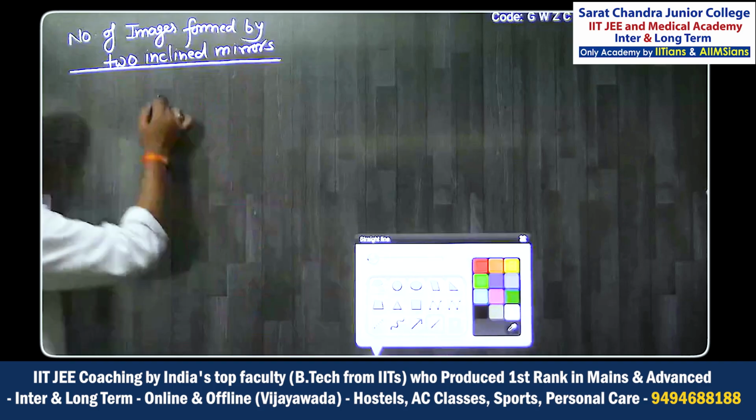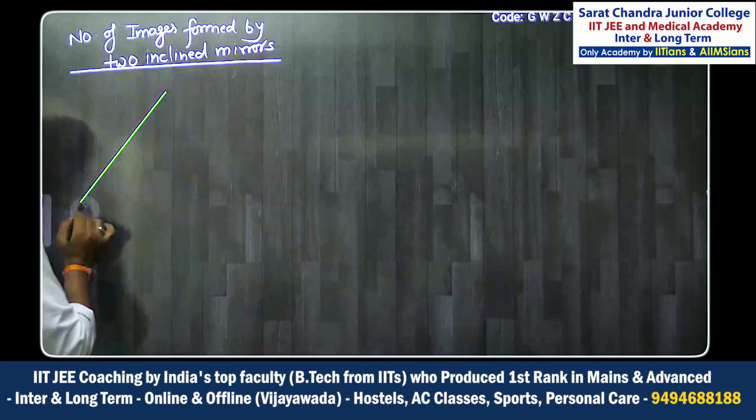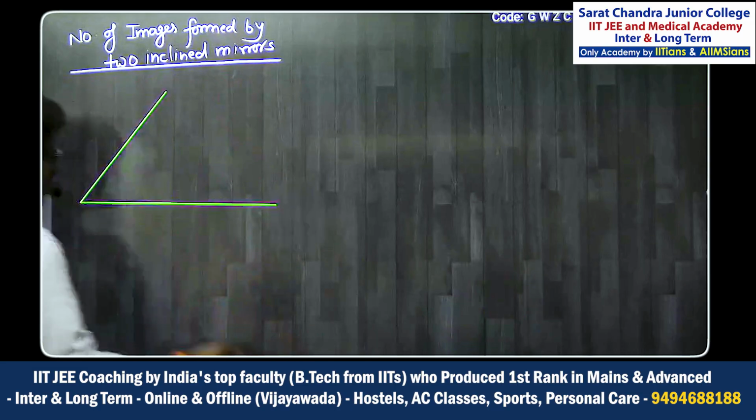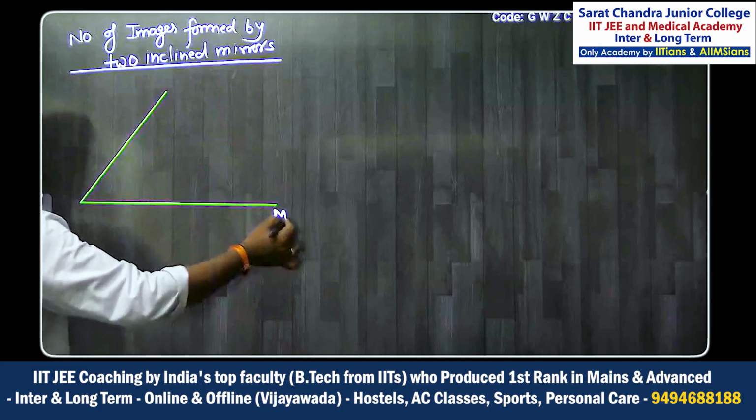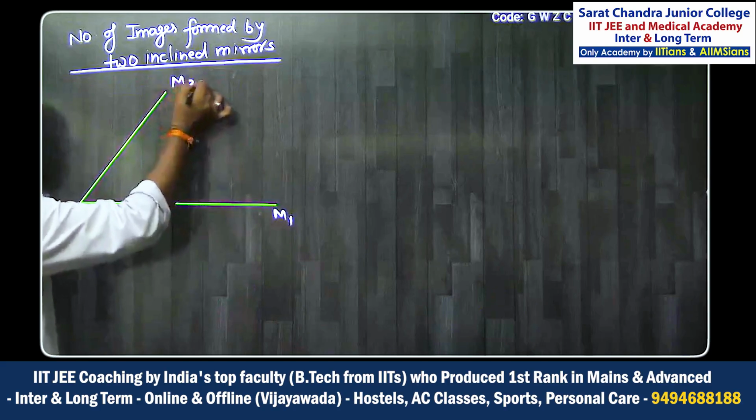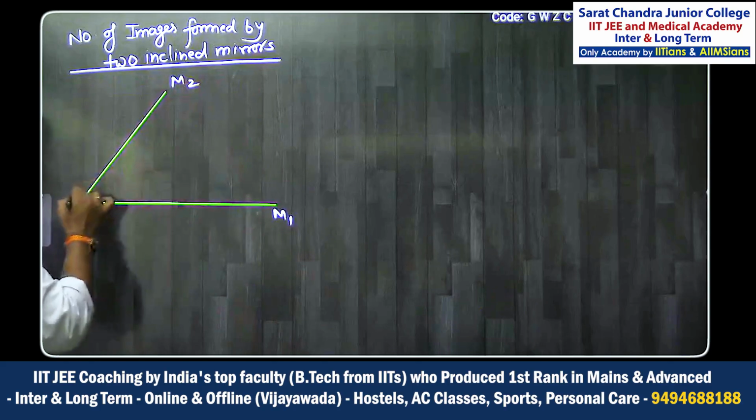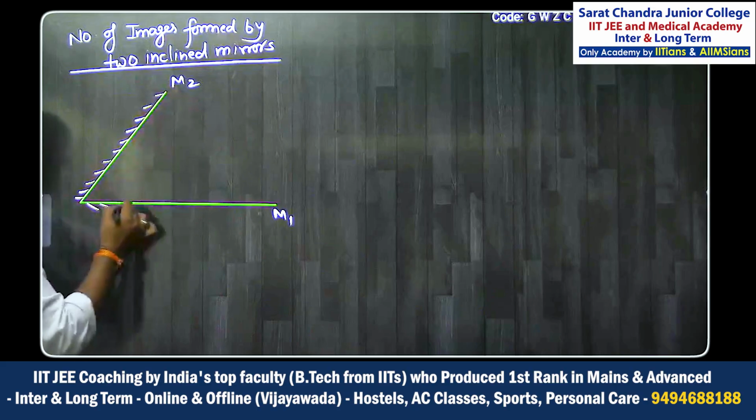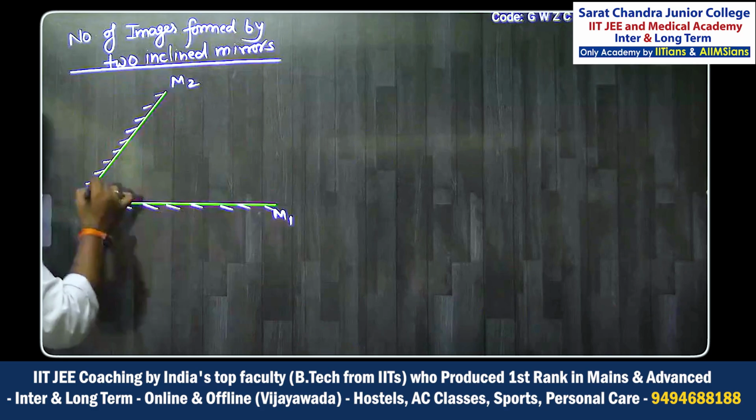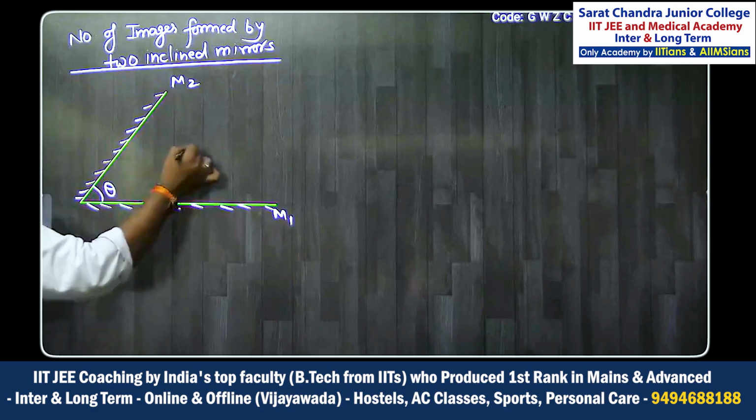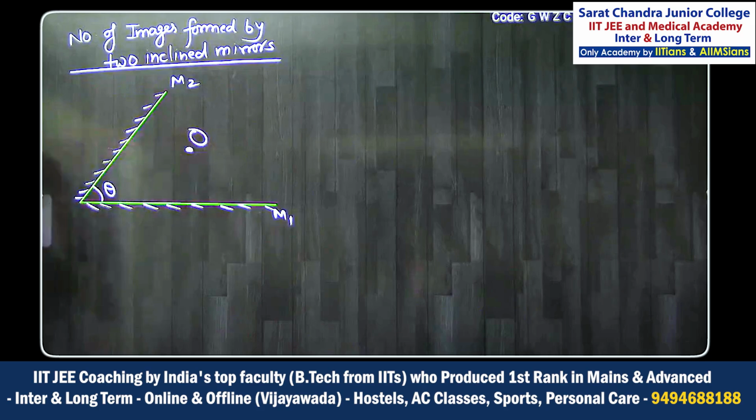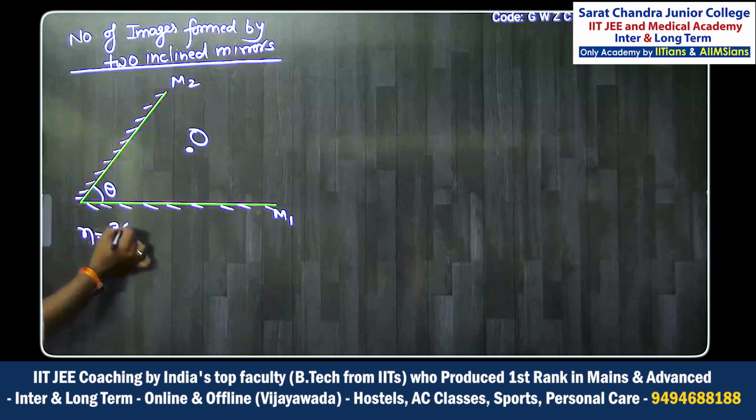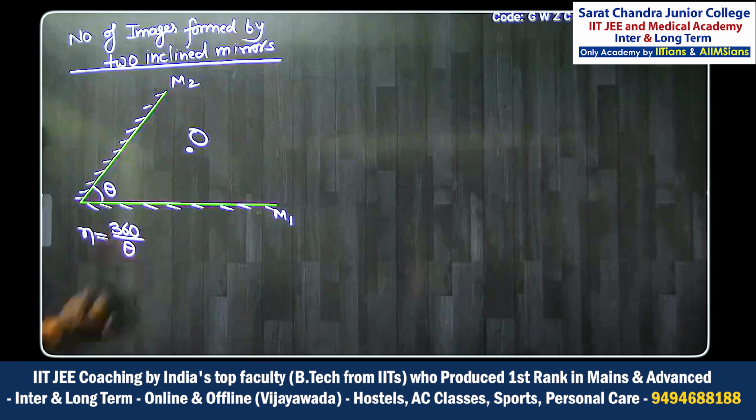So if the two mirrors are inclined to each other, this is mirror 1, this is mirror 2. If this is inclined to each other at some angle theta, do you remember its result? If they are inclined at some angle theta, an object is placed somewhere here. Then how many images will it form? So first you have to find out n, which is 360 by theta.